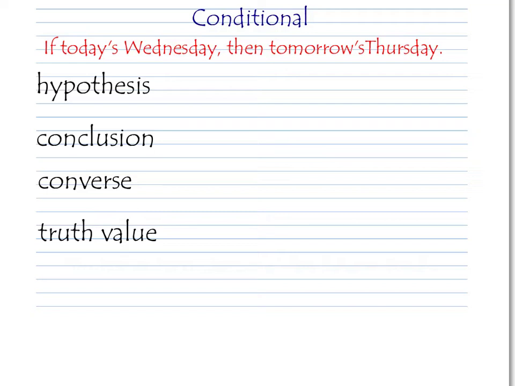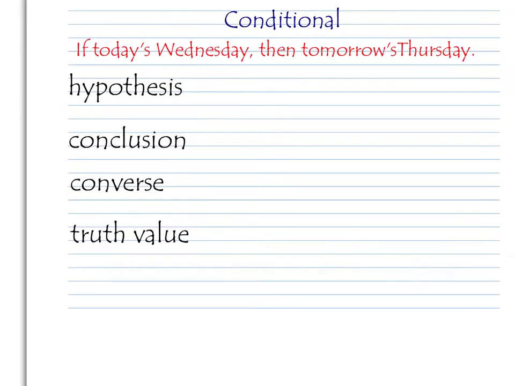So there are certain parts of that sentence and you need to know the vocabulary, so you want to write this stuff down. The hypothesis is the if part, which is today is Wednesday. It's not the word if, it's just today is Wednesday, so that's my claim. The conclusion is the result, which in this case would be tomorrow is Thursday, because I'm saying if today is Wednesday, then tomorrow's Thursday. So the hypothesis is today is Wednesday, the conclusion is tomorrow is Thursday.